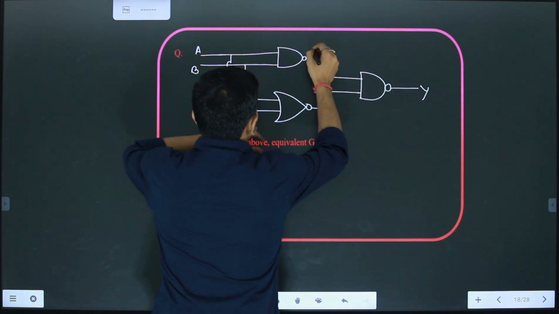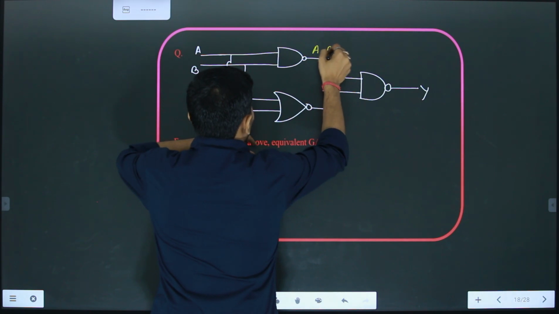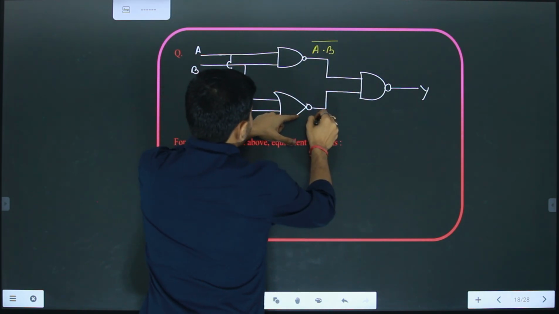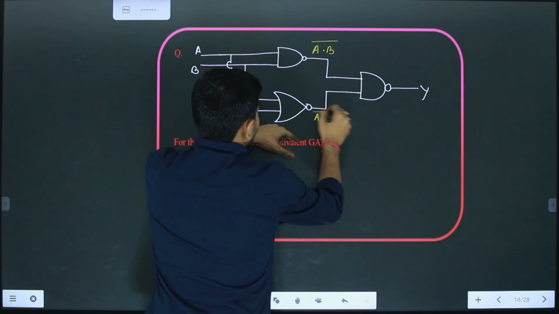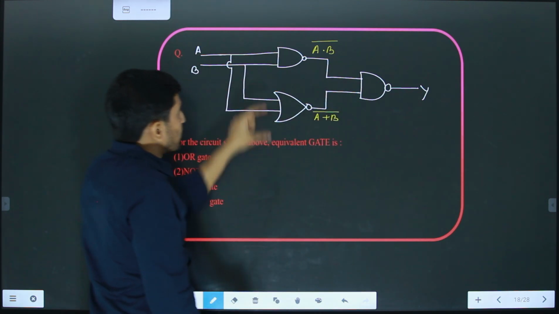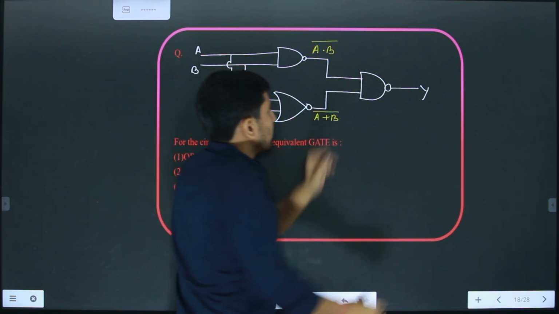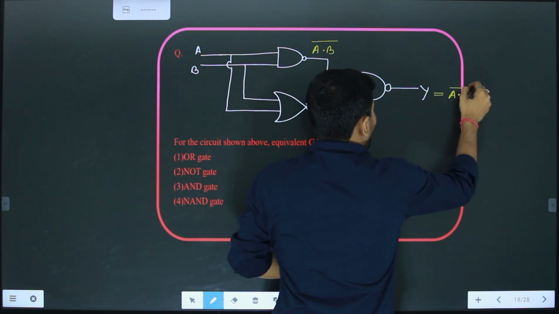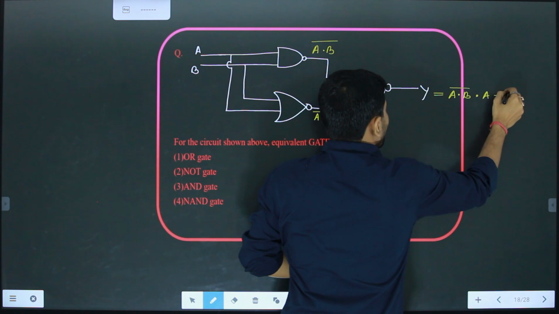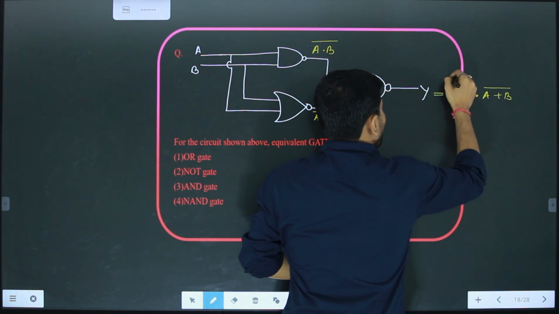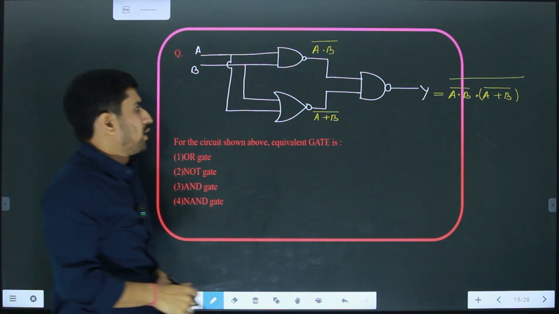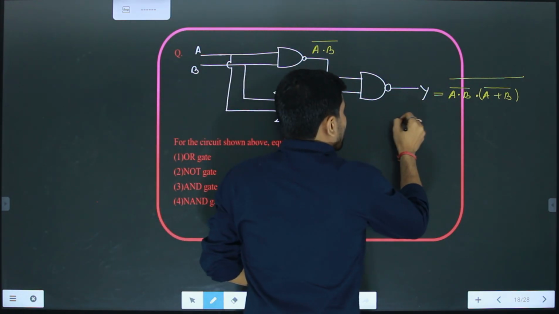So this one, the first NAND gate will give the output which is A dot B bar. This one will give the output which is A plus B bar, okay, and both will be fed to the final NAND gate, which will be the final output. So this will be A dot B bar dot A plus B bar. Again we have one bar like this, right. Let's simplify this.